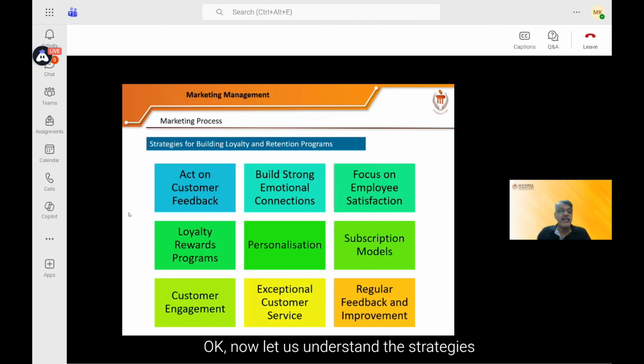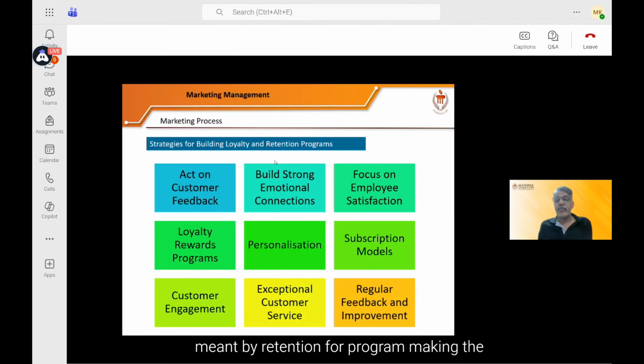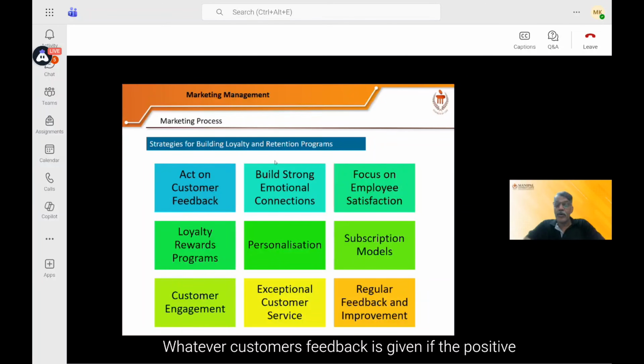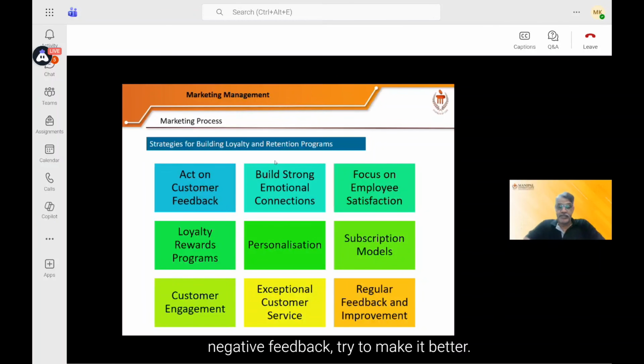Okay, now let us understand the strategies and the retention program. This is where I'm going to explain what is meant by a retention program. Making the customers not to lose the market is a retention program. Act on customers' feedback. Whatever feedback is given, if it's positive, take it in a positive way and try to enhance. If it is negative, try to make it better. Try to resolve the problem.